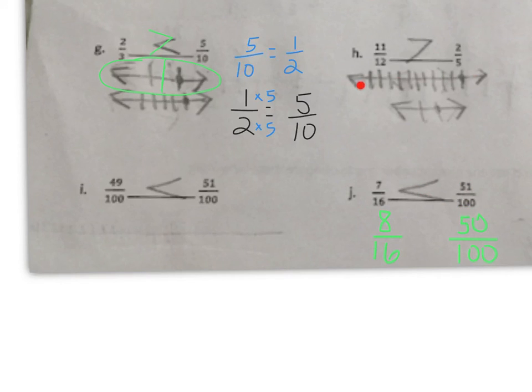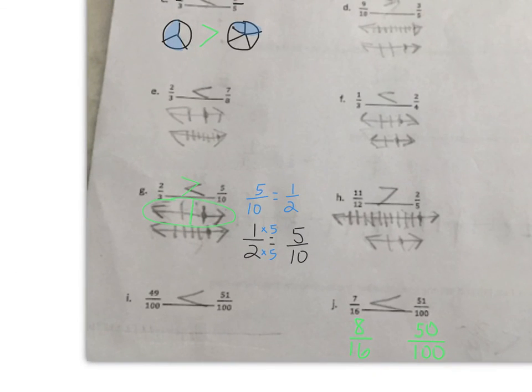So you don't always have to draw number lines. There's tons of different ways you can do it. You can use these comparing the denominator. You can make them equivalent fractions. You can draw pizzas. There's tons of different ways, Oliver.